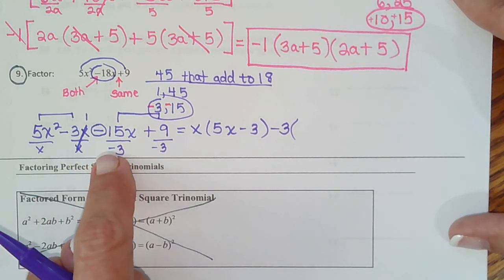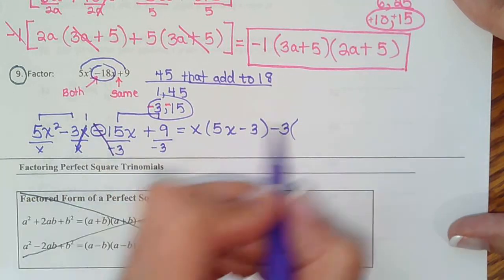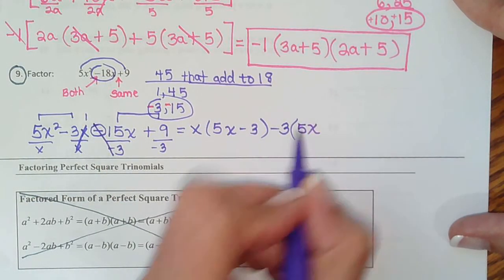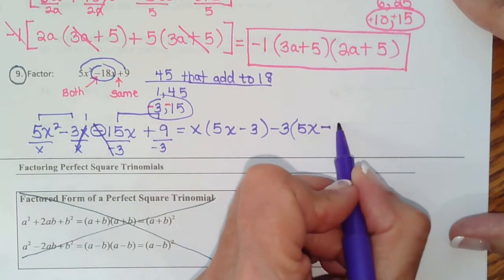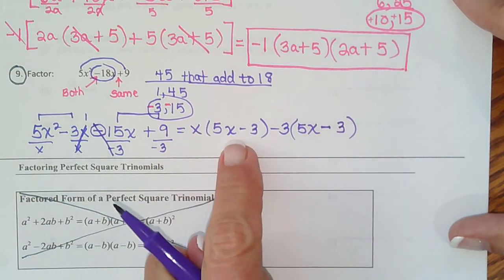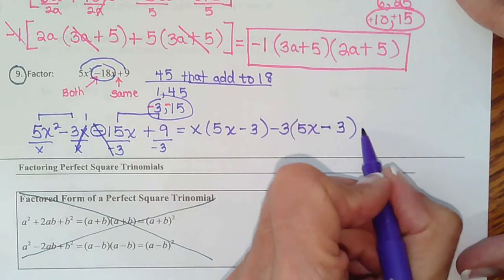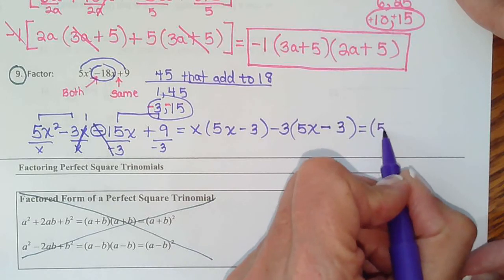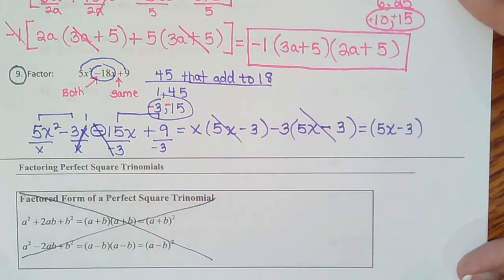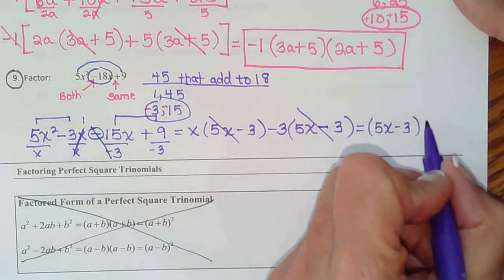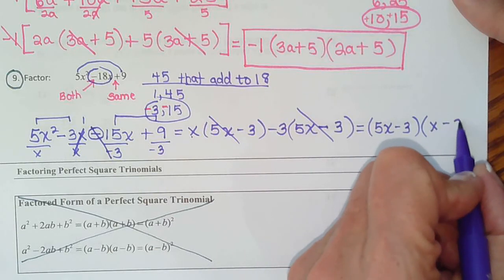So negative divided by negative, positive 5x, positive divided by negative, negative 3. And then I look at my parentheses and go, yay, my parentheses match, I'm doing it right. So I pull out that GCF, which is now a binomial GCF, and then in the second parentheses, write what's left, x minus 3.